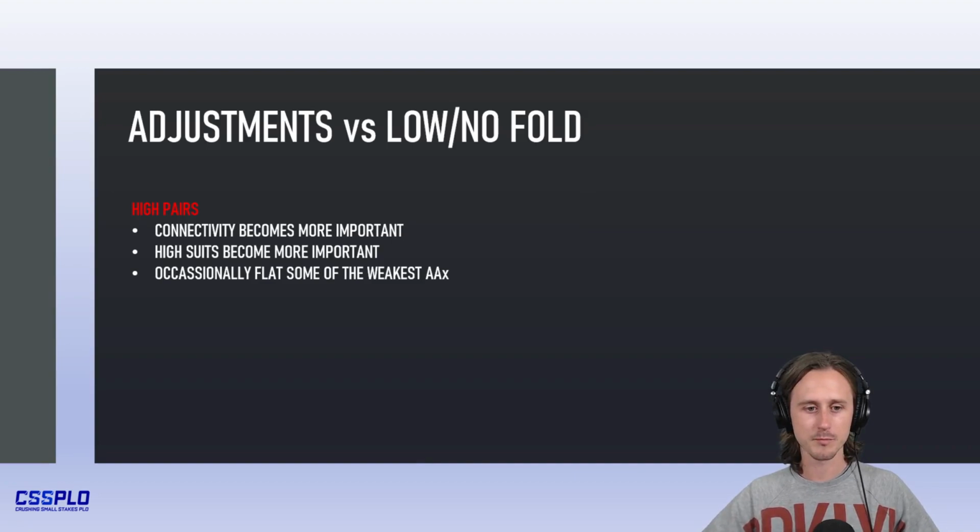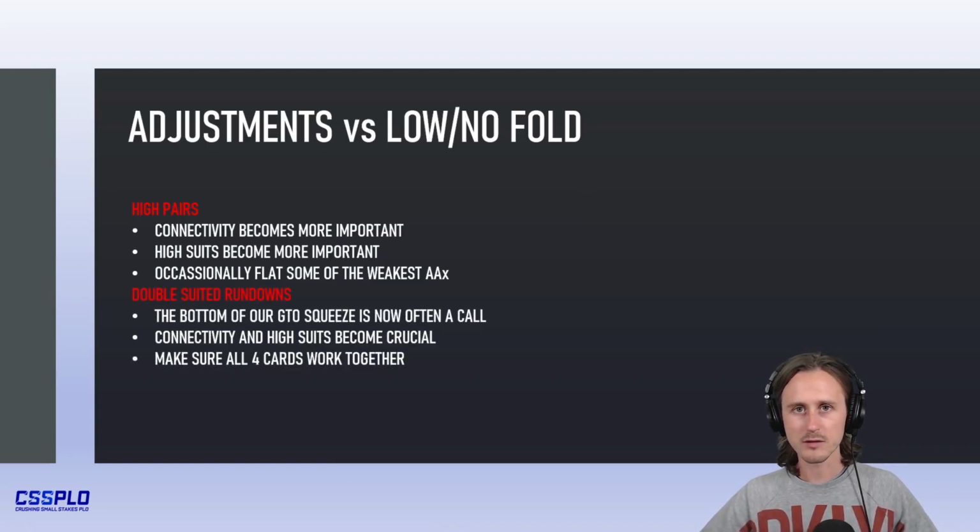If we think about the double suited rundowns that we've looked into before, we can see that the bottom of our GTO squeeze is now often being a call or a fold. It's either a mix or leaning more towards calling. But especially these 8 high, 7 high rundowns, they don't want to squeeze anymore. Connectivity and high suits become crucial here. And also make sure that all 4 cards work together. So for example, with a group of hands that has those 3 Broadway cards and a 4th side card, it becomes more important that that 4th side card has an actual function to it. So these are some of the summaries from adjustments that we want to make, looking into high pairs and double suited rundowns.